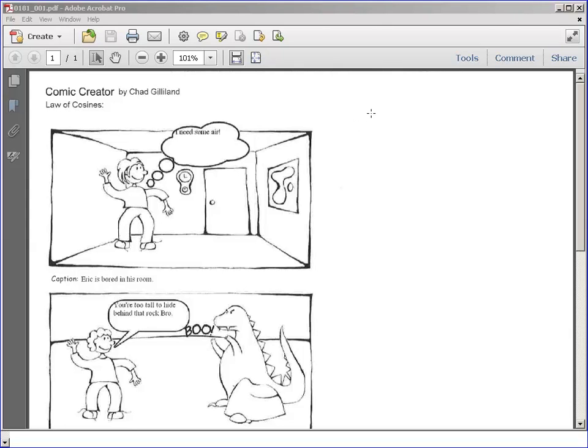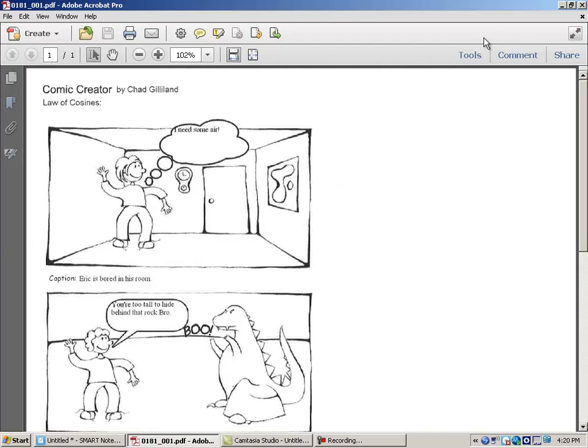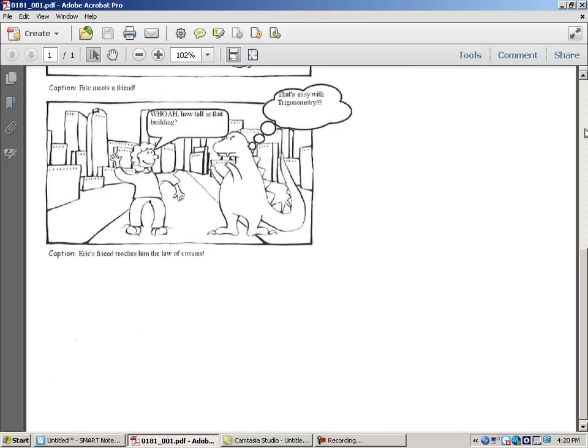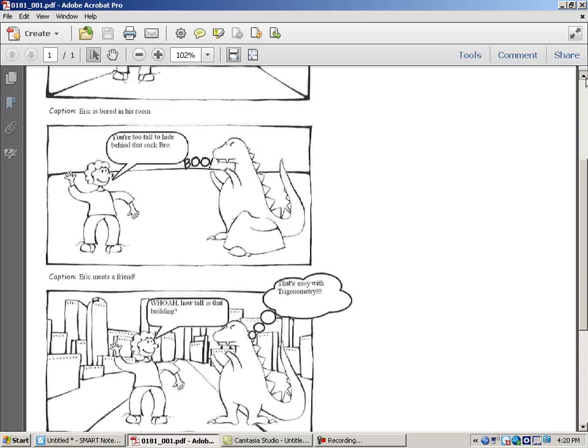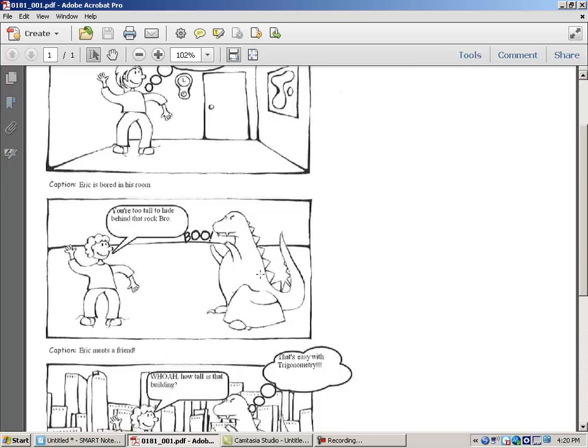off with a shout out to Eric Sullivan. I made a comic for him here. Eric is in his room and he's bored, and that's why it says Eric is bored in his room. And he goes to this little chat bubble. He says, "I need some air." So Eric goes outside, and guess what he meets outside? He meets a scary, scary dinosaur, and this dinosaur is trying to hide behind a rock, and he's going to scare him. And so Eric meets a friend because he tries to scare him, and Eric's like, "Man, you're not going to scare me. You're too tall for that."